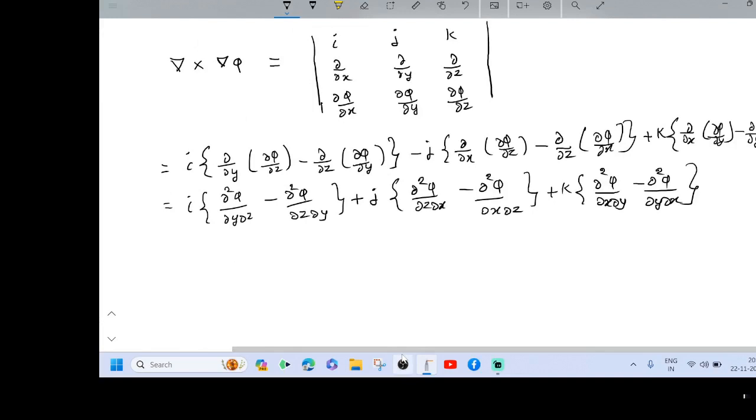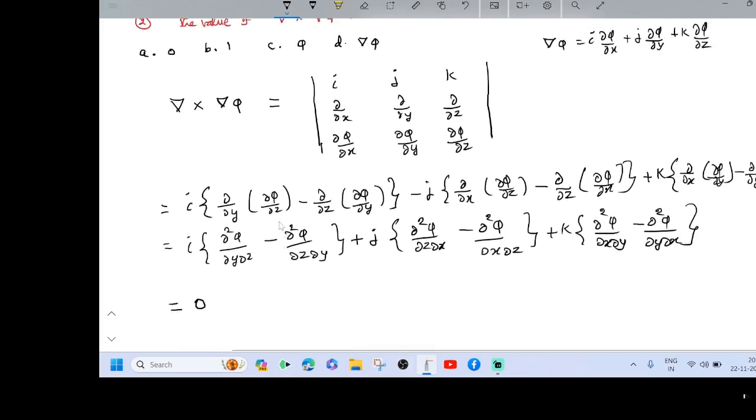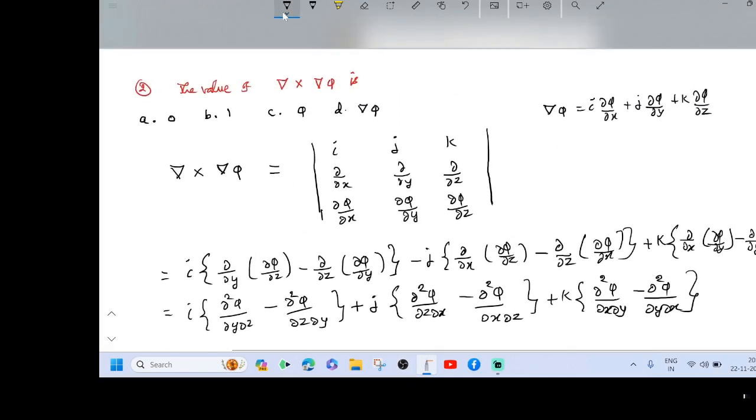So this is equal to 0. So option A is correct.